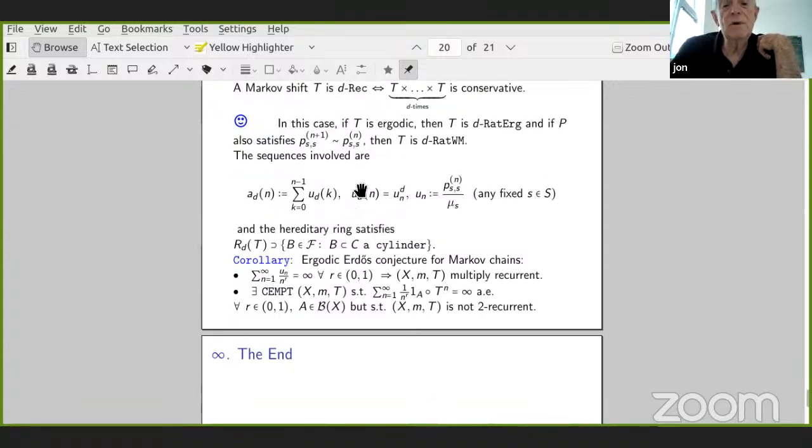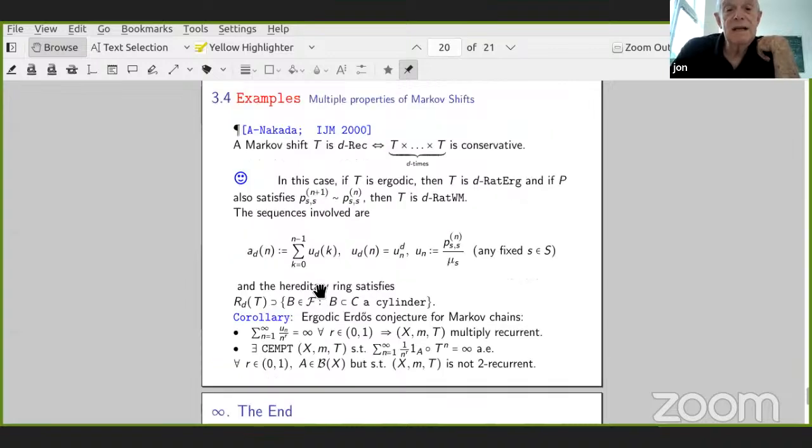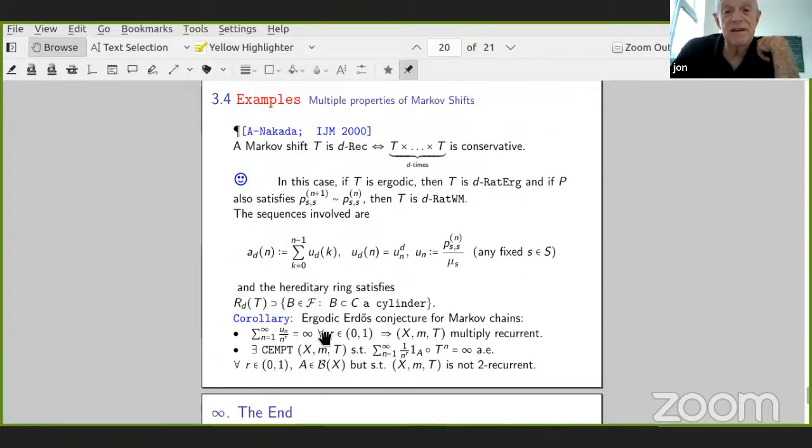So here's a corollary of what we have. The ergodic Erdős conjecture holds for Markov chains; in fact, more holds. If you have the renewal sequence u_n and you divide by n to the r, and this diverges for every r in the open interval (0,1), not necessarily including 1, then your Markov shift T is multiply recurrent. You can find Markov shifts where the classical Erdős condition fails, but this is nevertheless true for Markov chains and other what we call nice transformations.